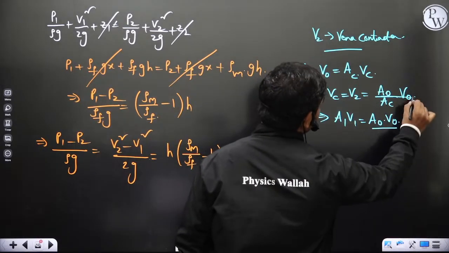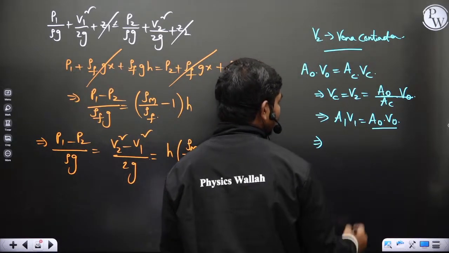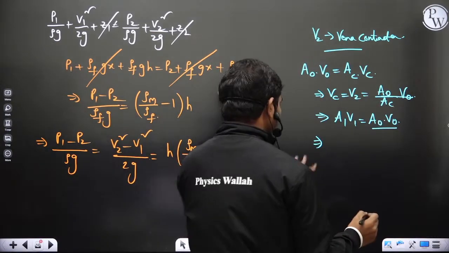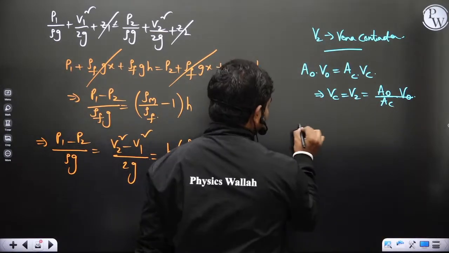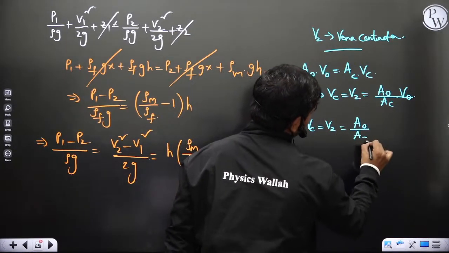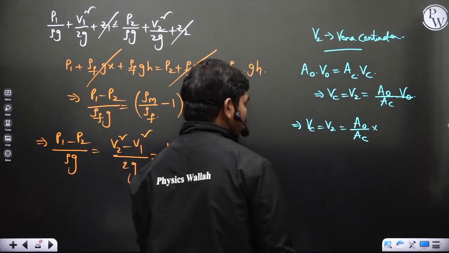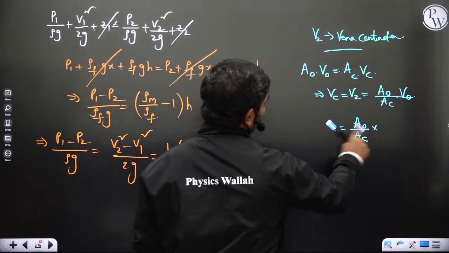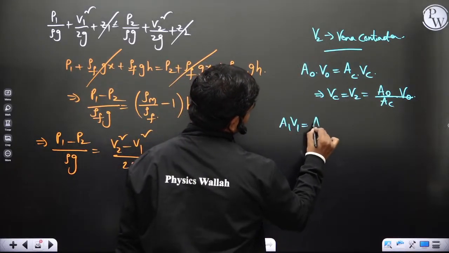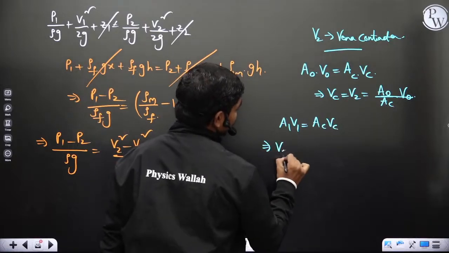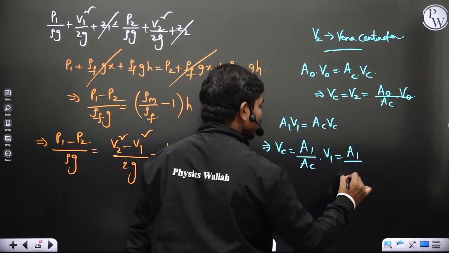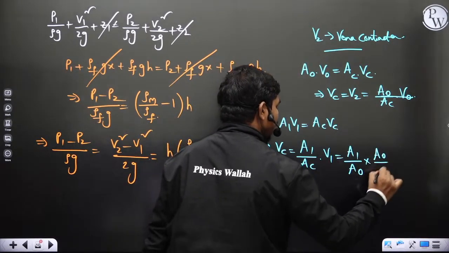So this A0 V0 can be replaced with A1 V1. Okay, so if you adjust A1 by A0 and all these things, because AC practically you cannot calculate, so what we'll do is, VC, the velocity at the second location, is equal to A0 by AC into... you can actually do one thing directly. If you apply continuity between locations 1 and 2, A1 V1 is equal to AC VC. So VC is equal to A1 by AC into V1. We don't know this directly, so we can reduce this as A0 by AC into V1.